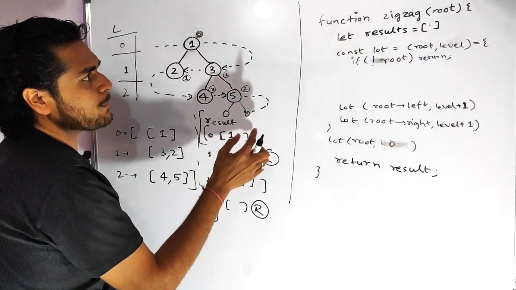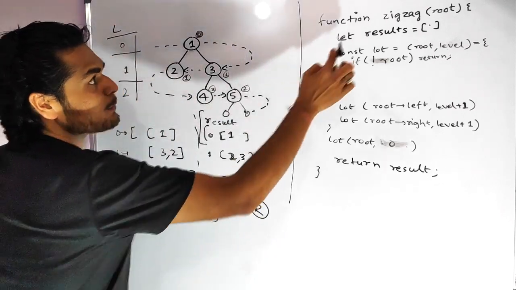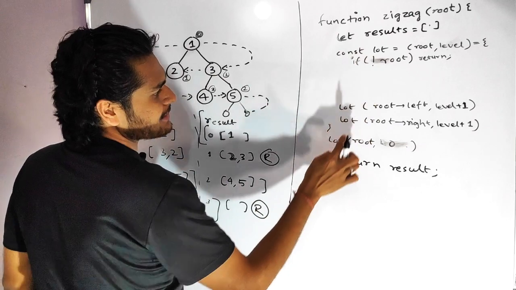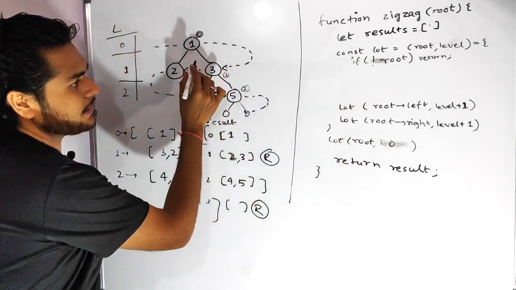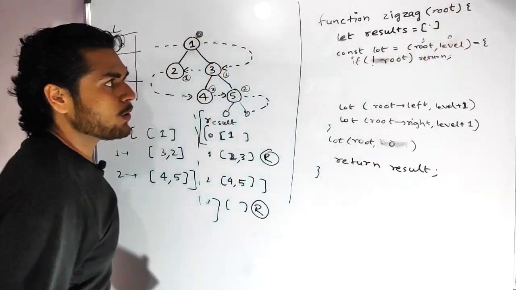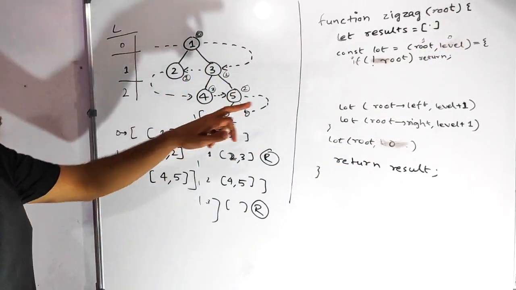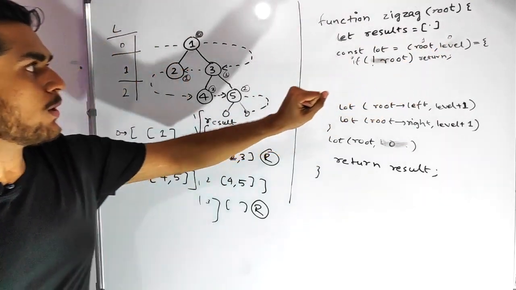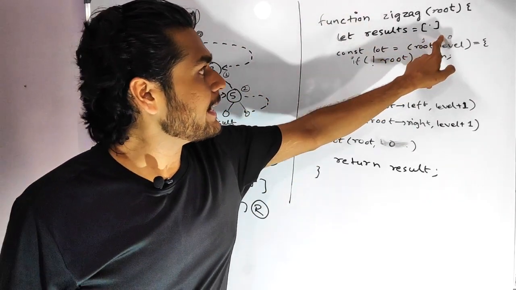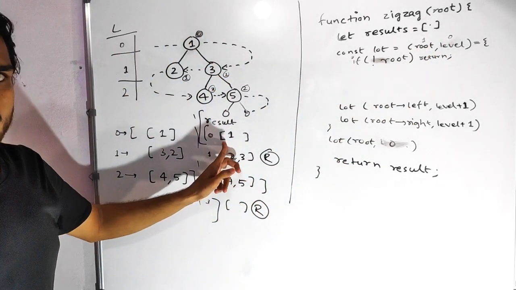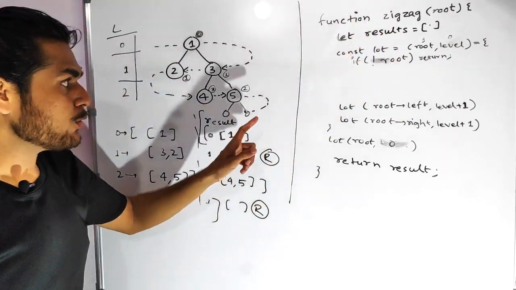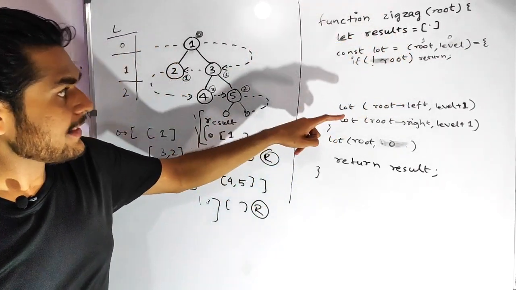So first of all, suppose initially our zigzag method will be called with this root 1, and we will call our recursive function with root 1 and the level 0. So over here the root will be 1 and the level will be 0. So what does that mean now? When we have 1 and level 0, we will put this root 1 into bucket 0. Make sense? Into results of 0. We'll have to push into results of 0.